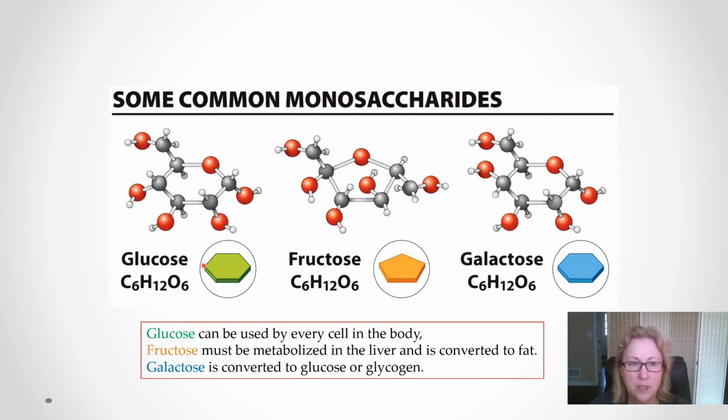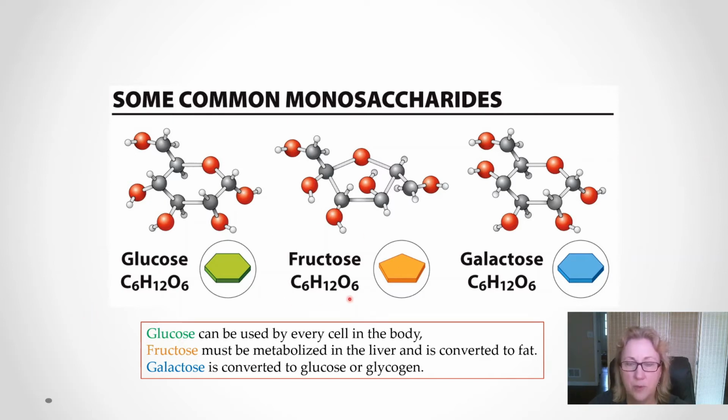So glucose is by far the most common in our bodies. Every cell in your body can use glucose. The level of glucose in your blood is tightly regulated. If you don't eat for a long time, your liver makes more and dumps it out into the bloodstream.